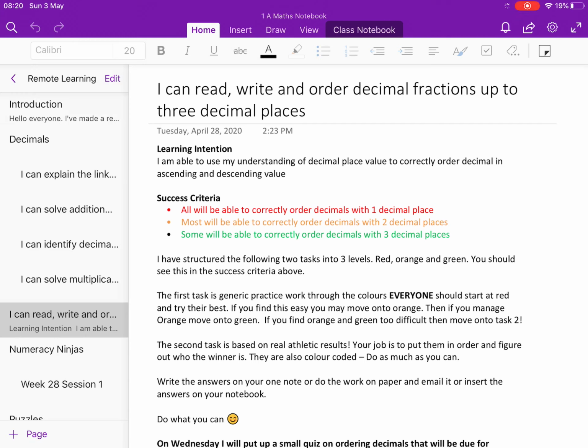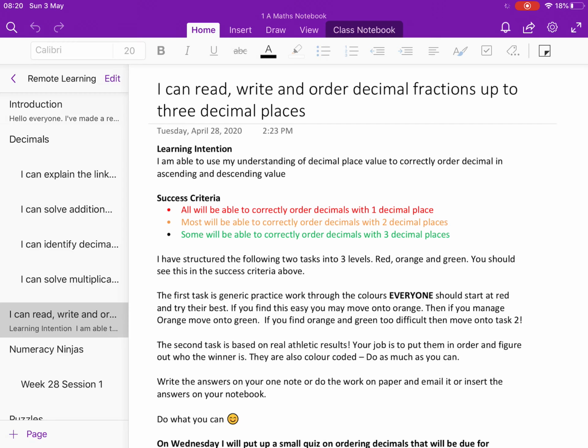Our focus is to use our understanding of decimal place value to correctly order decimals in ascending and descending values. So that means we're looking at decimals and we want to be able to order them from smallest to largest or from largest to smallest, depending on what the question is asking us or what the context of those decimals are.